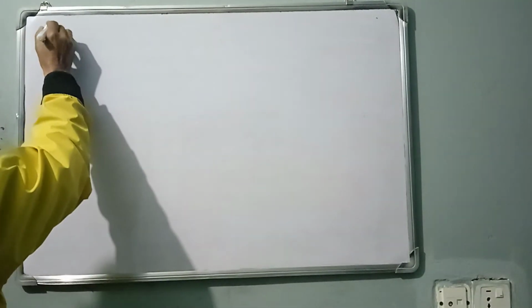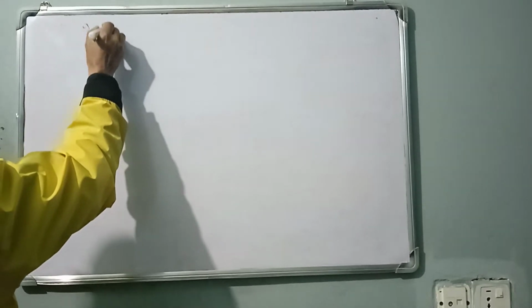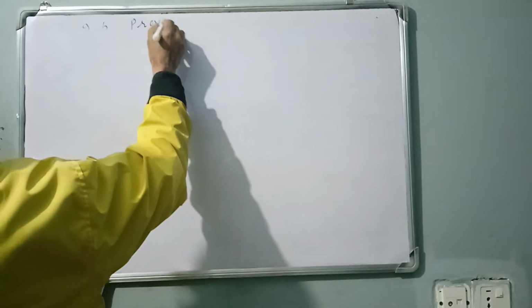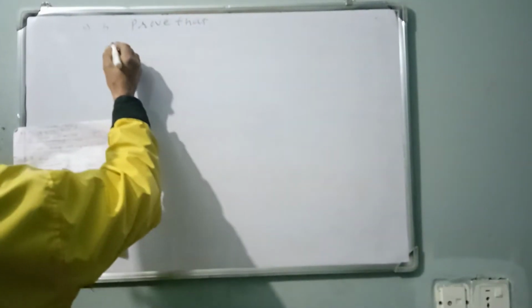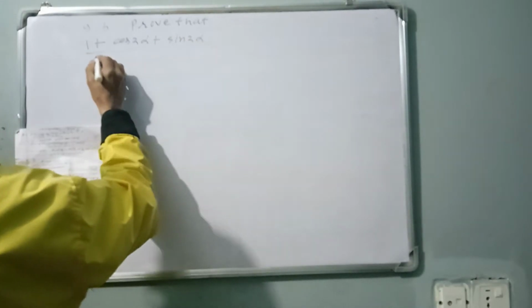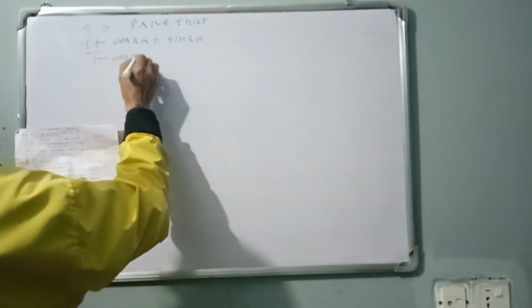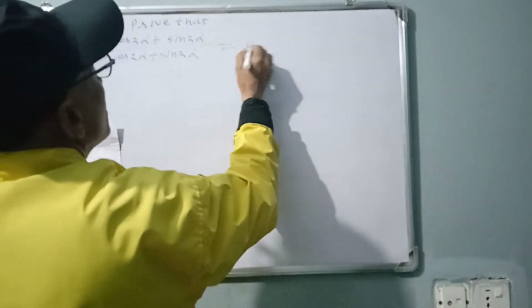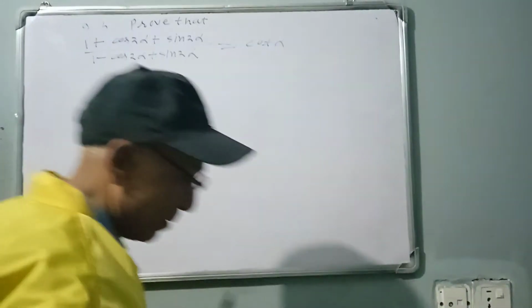For question number 9B. What is the question number 9B? You have to prove that. For short question, prove that (1 plus cos twice alpha plus sin twice alpha) upon (1 minus cos twice alpha plus sin twice alpha) equals cot alpha.